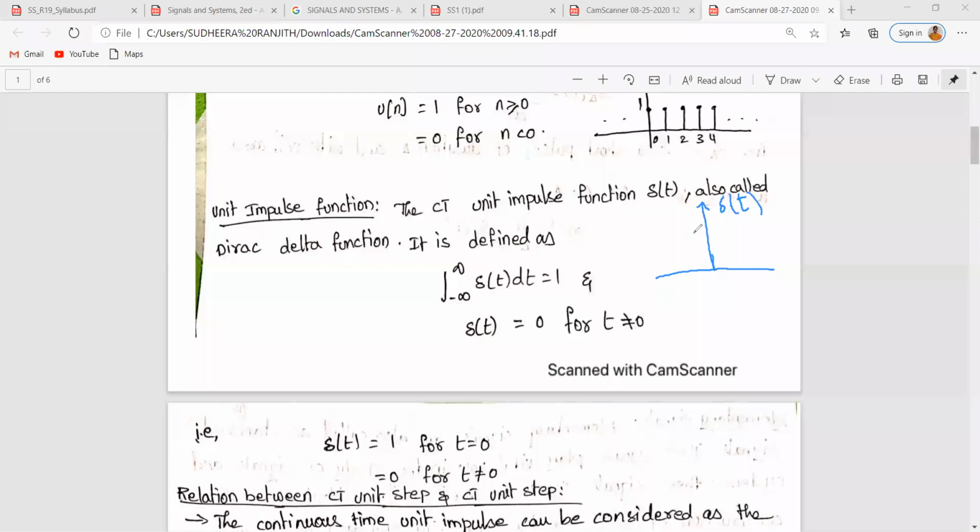So here we indicate 1. This 1 is not the amplitude of delta of t. This 1 is the area under this curve. Actually, this delta of t has 0 width and infinite magnitude. Right? This is how delta of t looks like.